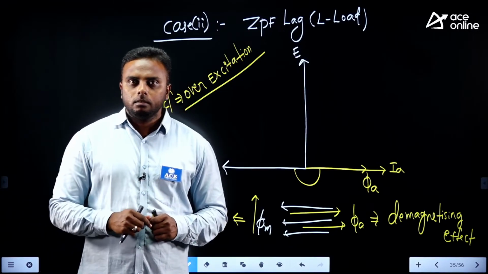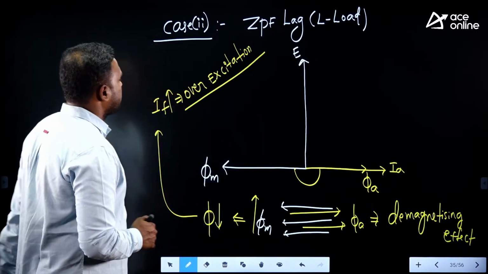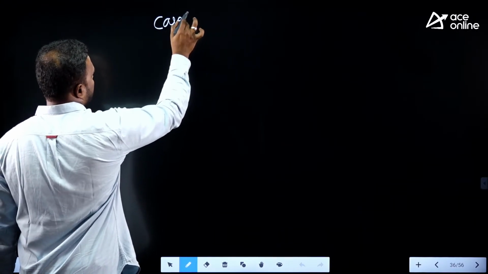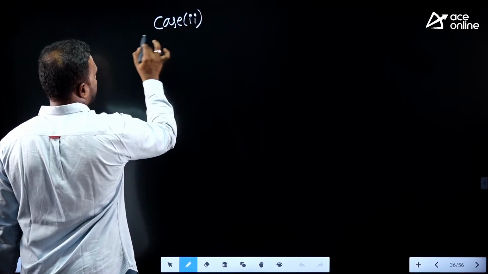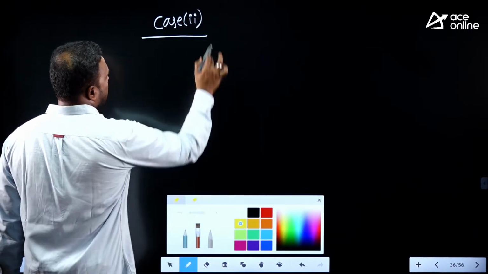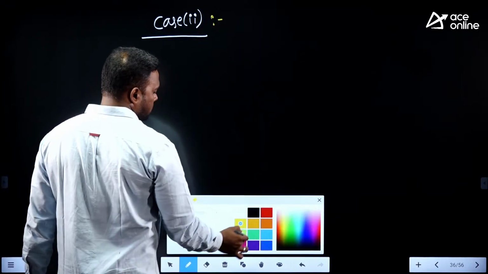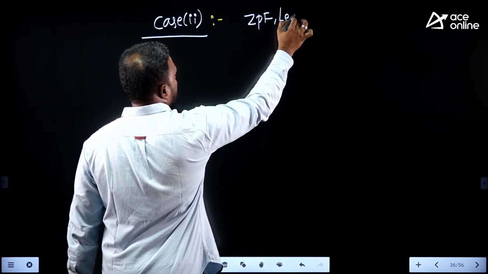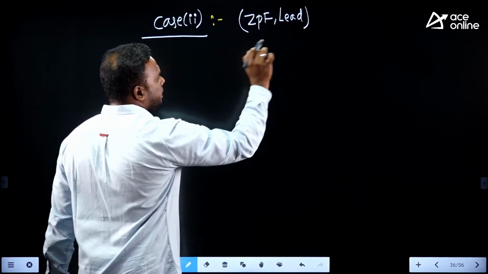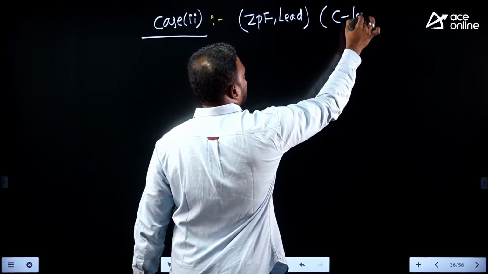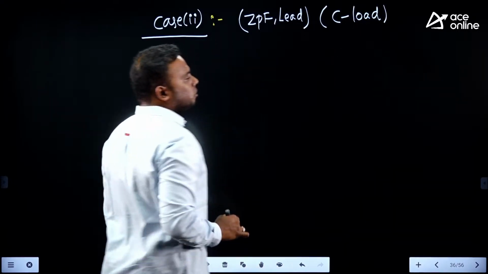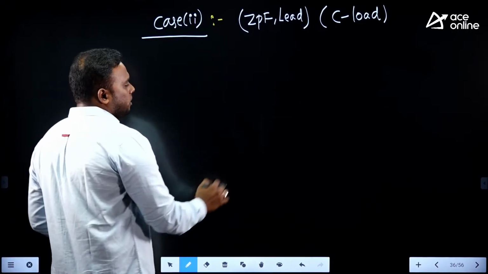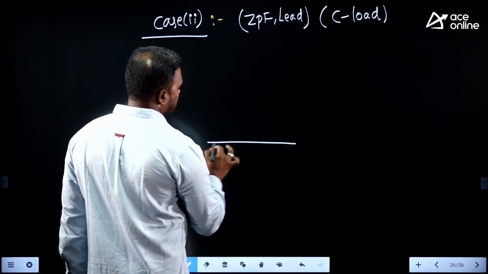Now let's see case 3, purely capacitive load. What happens? Case 3, purely capacitive load. ZPF lagging, zero power factor leading, it is capacitive, no? ZPF lead is nothing but a purely capacitive load. Now again the same procedure, consider the main flux as reference. This is the main flux.